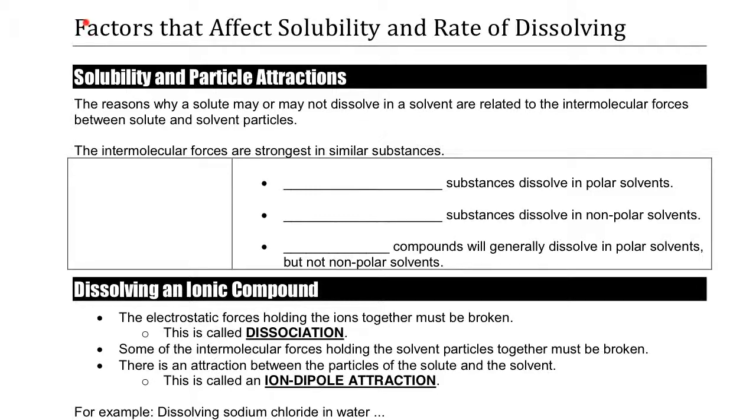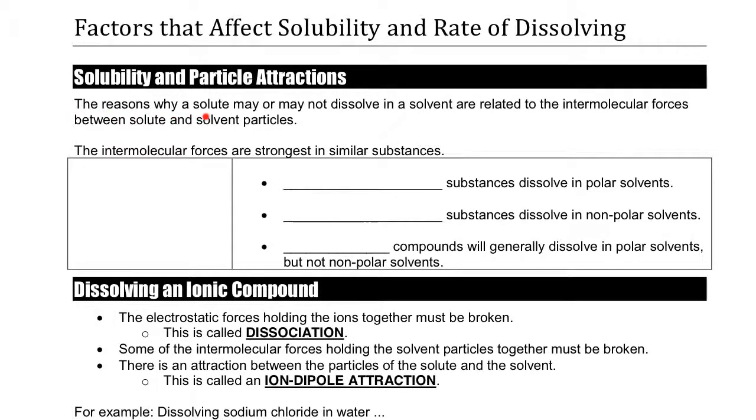We're going to talk about factors that affect solubility and rate of dissolving. So two different ideas here. Solubility: how much of your solute can be dissolved in the solvent, and rate of dissolving: how fast that dissolving happens. As you know, there are some solutes that will not dissolve in certain solvents. For example, oil and water.